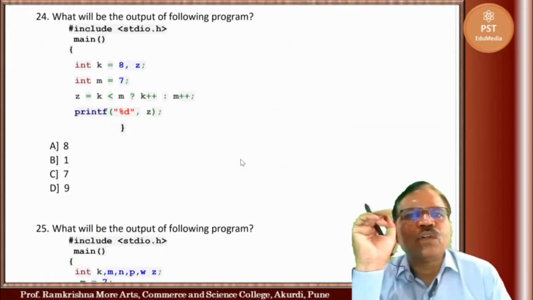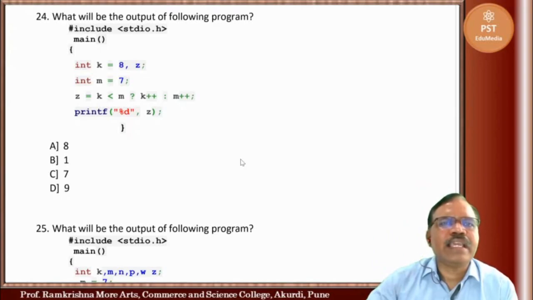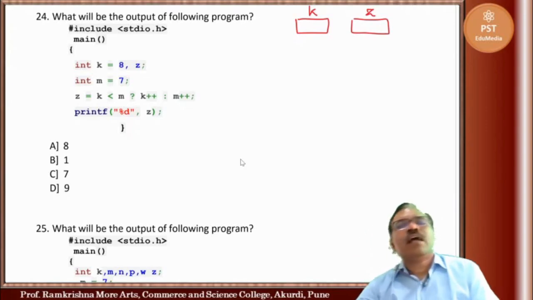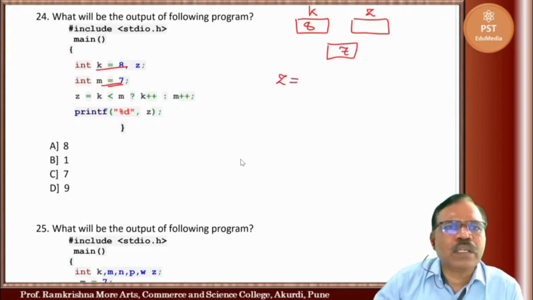Now what will be the output of the following program? #include <stdio.h>, main, int k equal to 8. So here memory location is reserved for k, for z, and then for m. k equal to 8, so 8 is stored here. m equal to 7 means 7 is stored here. Now z is equal to k less than m question mark k plus plus and then m plus plus.